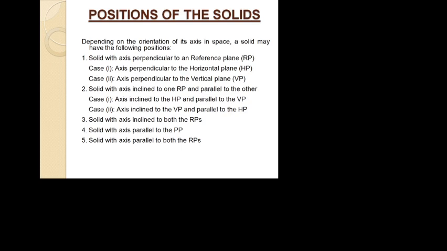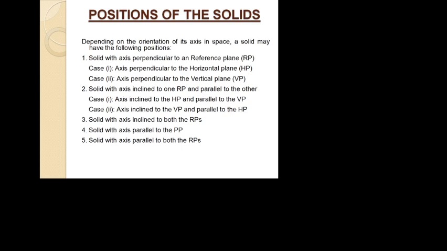That is case one. And axis perpendicular to the vertical plane: please imagine the axis is perpendicular to a wall. Then there are cases where the axis is inclined to one plane and parallel to the other. There are two subdivisions. Axis inclined to HP and parallel to VP. Consider a rectangular box on the ground. Or your box, or even a remote, even a mobile.